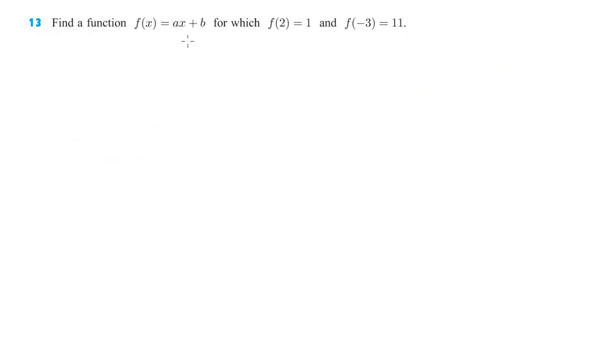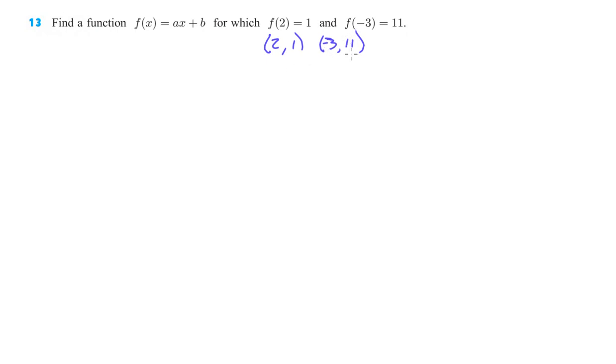Number 13: find a function f of x equals ax plus b for which f of 2 equals 1 and f of negative 3 equals 11. So basically, we know that if we plug 2 in for x, out should come 1 for y, and if we plug negative 3 in for x, out comes 11 for y. Now it's just find a function. So we're just finding the equation of a line that goes through these two points.